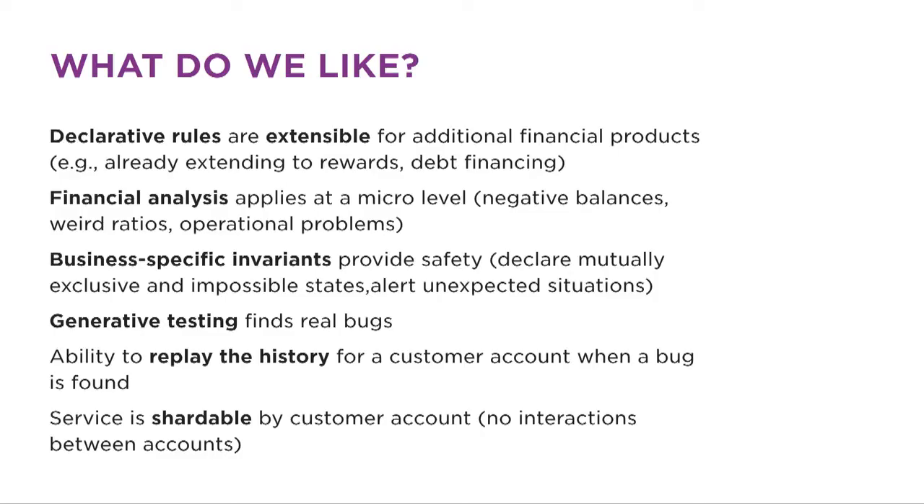So what do we like about this system, and why would we recommend something like this for other people with similar use cases? For one, it's declarative. So when we say rule book, we mean we've made a list of the rules, and the rules define the physics of our universe. And so when events happen, we react to those events according to those rules. And the rules are extensible. So the software is generic, but adding more rules means you can add more financial products. So we're already extending this internally to cover rewards accounting or debt financing accounting.